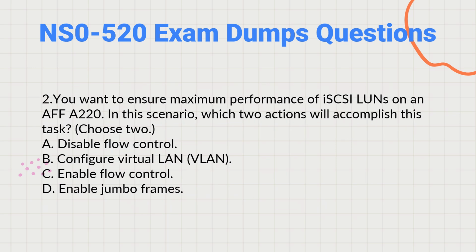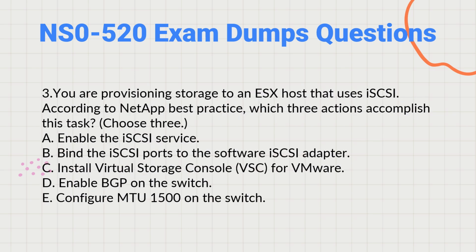2. You want to ensure maximum performance of iSCSI LUNs on an AFF A220. In this scenario, which two actions will accomplish this task? Choose 2. A. Disable flow control. B. Configure virtual LAN, VLAN. C. Enable flow control. D. Enable jumbo frames.